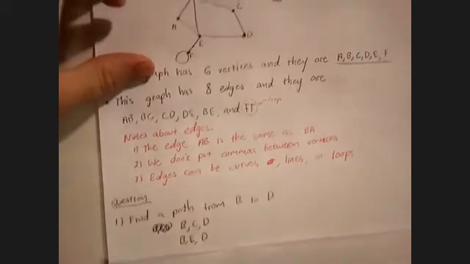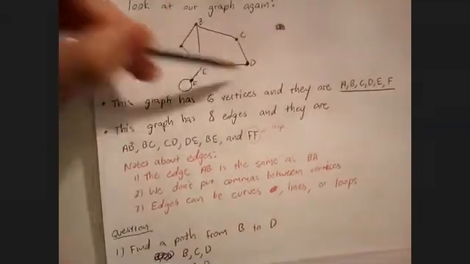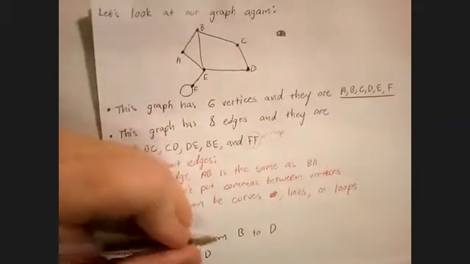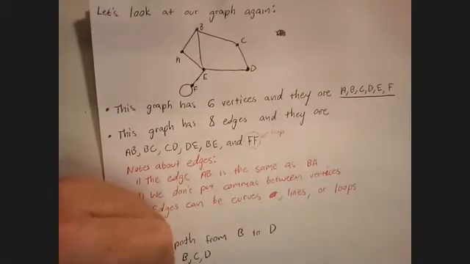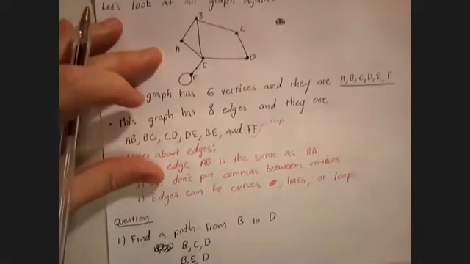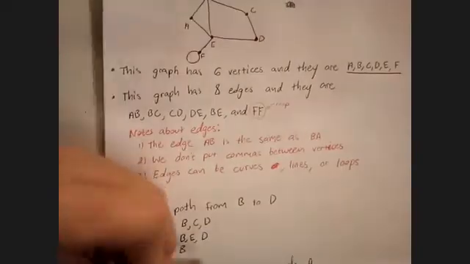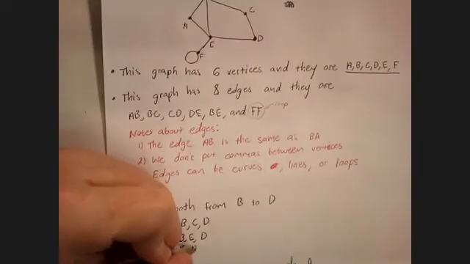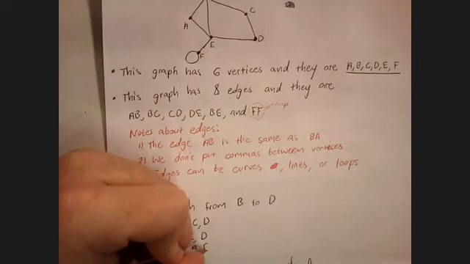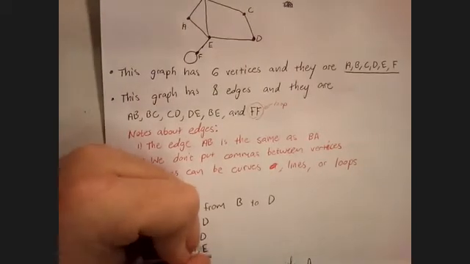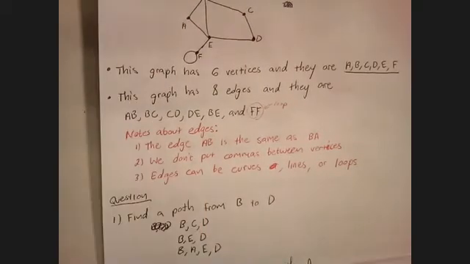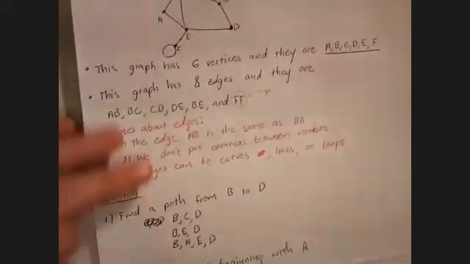But I could be more creative than that. That's like the quickest route to D. I could go B, see if you can see it all, A, E, B, A, E, D. That works. But if I went to F from E, I would end up having to come back on myself. So that's, I think, all of them.